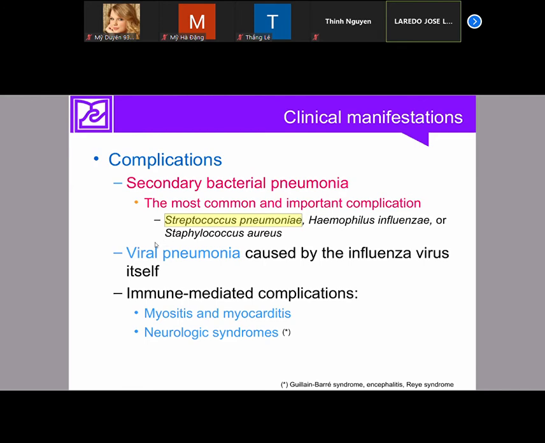I told you before that some people may suffer a viral pneumonia caused by the influenza virus itself. And other people, not commonly, may suffer other complications related with the immune system that we are not going to explain because we don't have time. You will study in the future in internal medicine. This is related with the immune response.